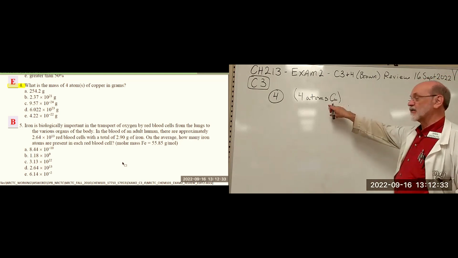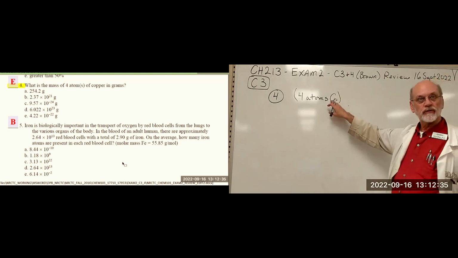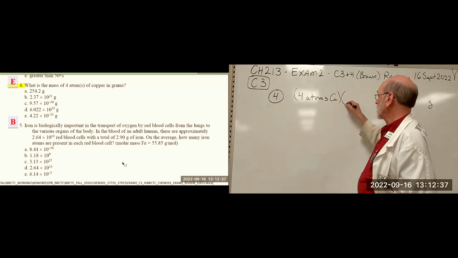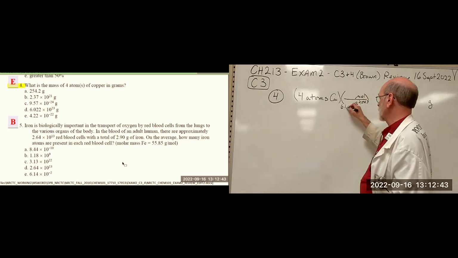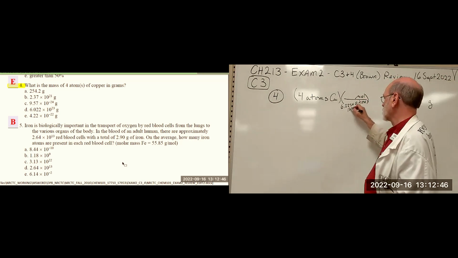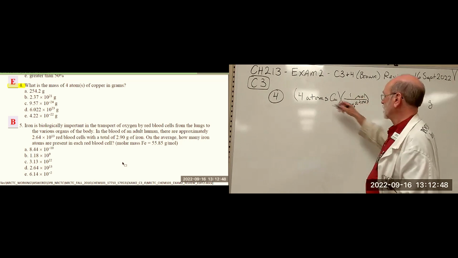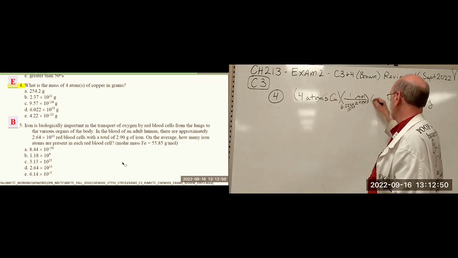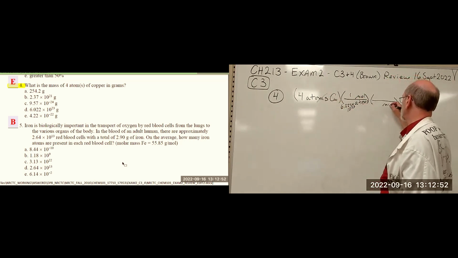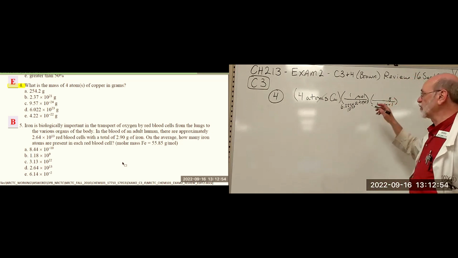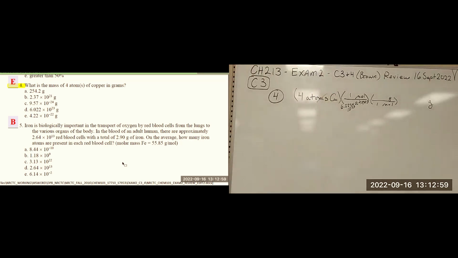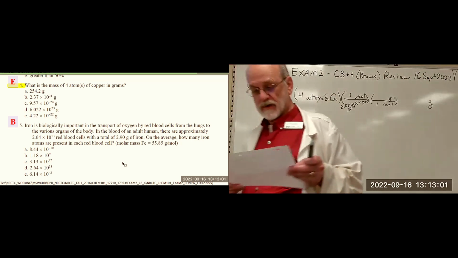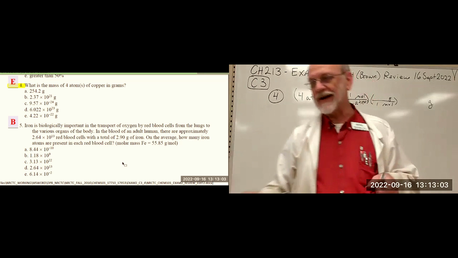But we're not there yet with this. We've got to find moles from this one. So what's the conversion factor for moles? Avogadro's number. Right? That gets rid of atoms, leaves us with moles. Now we can convert moles to grams. We just need the molar mass of copper, which is, I think I got one close by. Copper, 63.55.